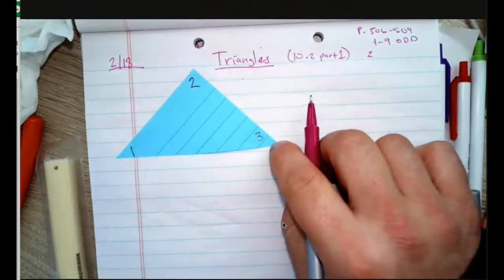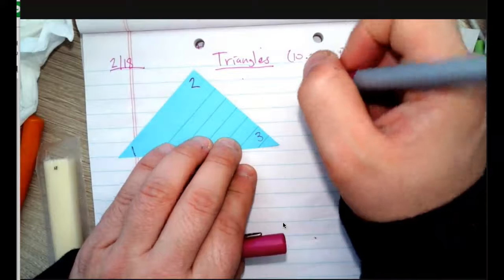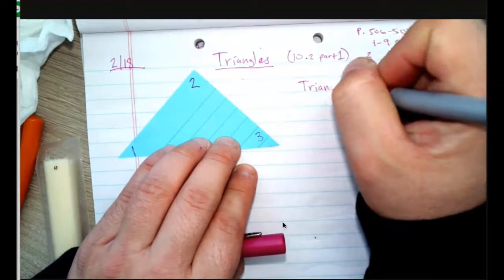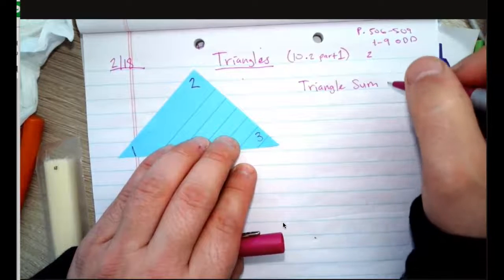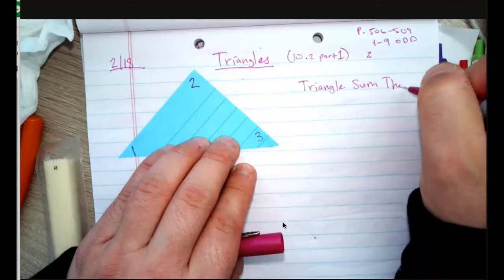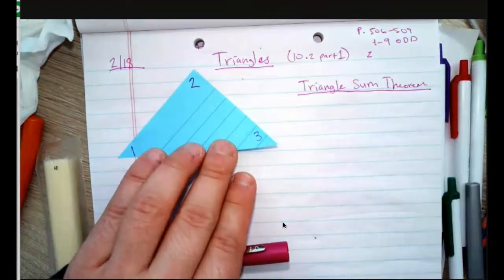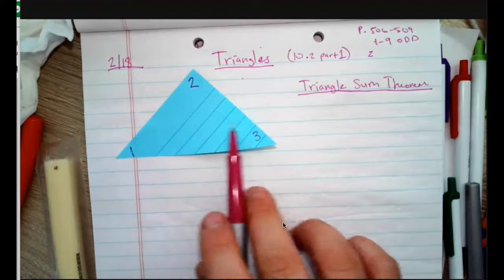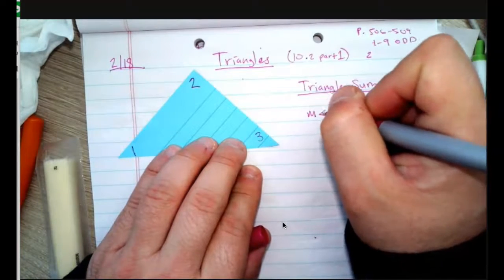We'll see. Either way, 3 angles inside of a triangle always add up to 180 degrees. This particular fact is called the triangle sum theorem. Sum meaning you're adding, right? Triangle sum theorem refers to the fact that the sum of the 3 angles inside of a triangle always adds up to 180. Again, 3 angles inside a triangle always add up to 180. That is what triangle sum theorem is stating.